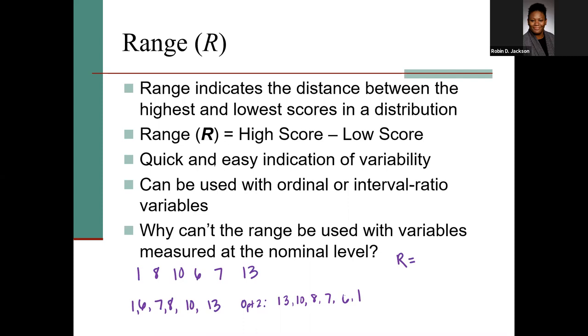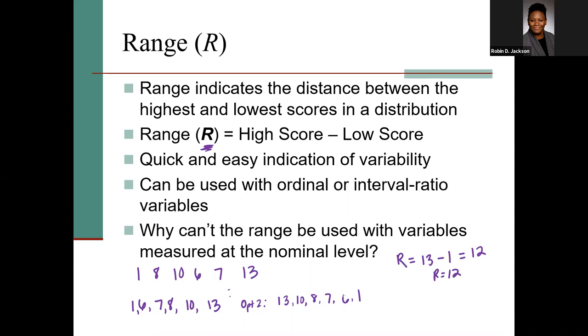So as you can see up here, that's what that R is, range, if you're writing out the calculation. So range is that high score, subtract the low score from the high score. And in this distribution, the high score is 13, subtract 1. That equals 12. So our range is equal to 12, all right? So for this little distribution that I came up with, our range is 12.